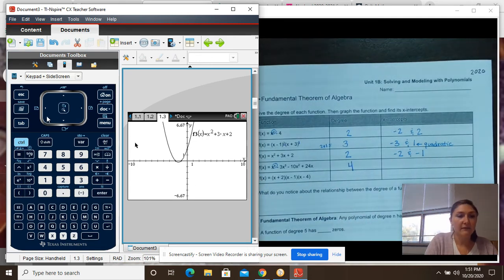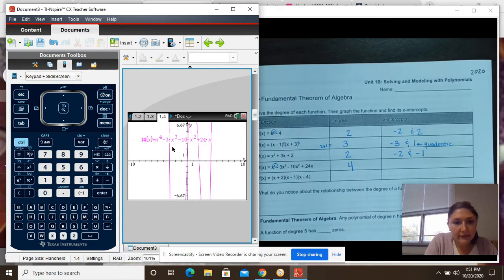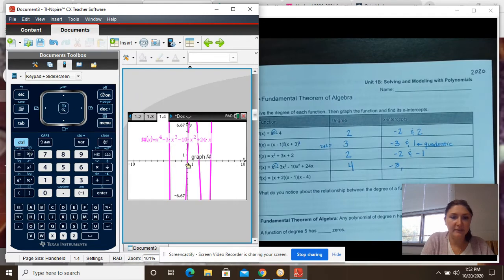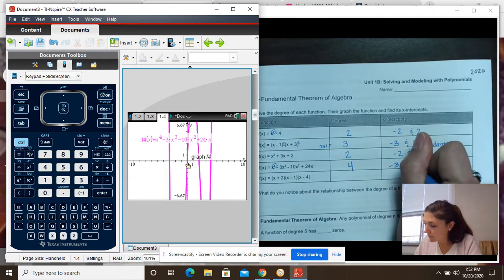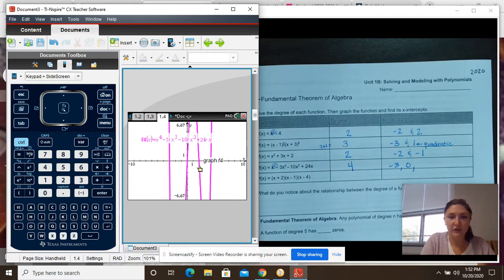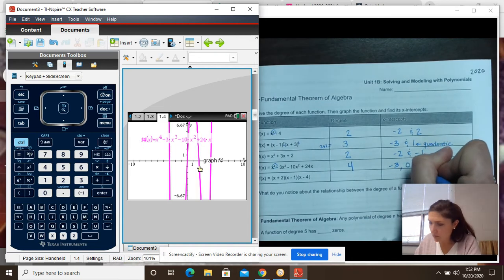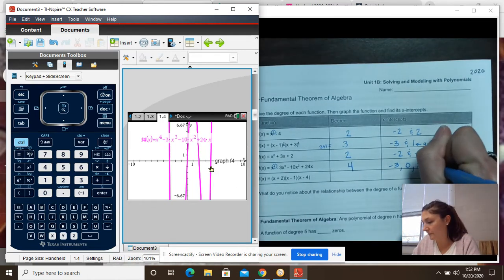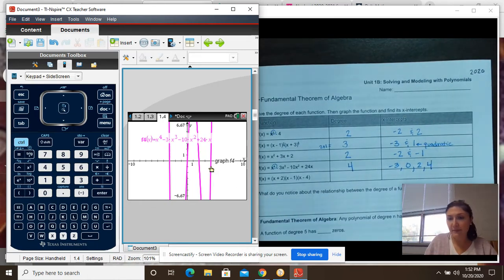If I take a look at my graph here, x to the 4th, that's this guy. We've got x-intercepts at -3, 0, 2, and 4. A lot of x-intercepts for that one.